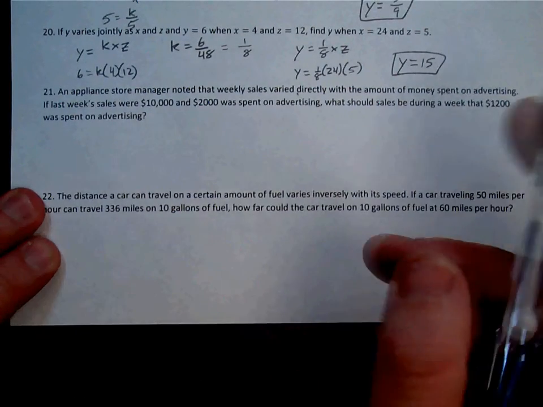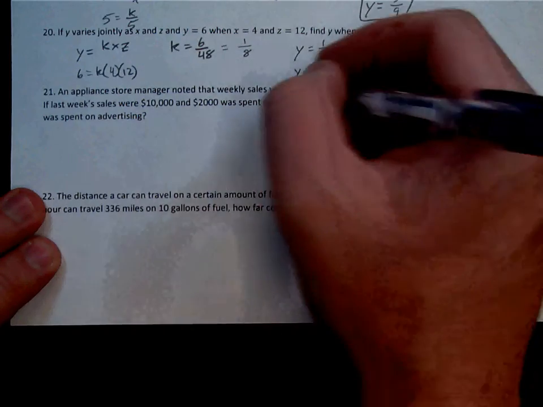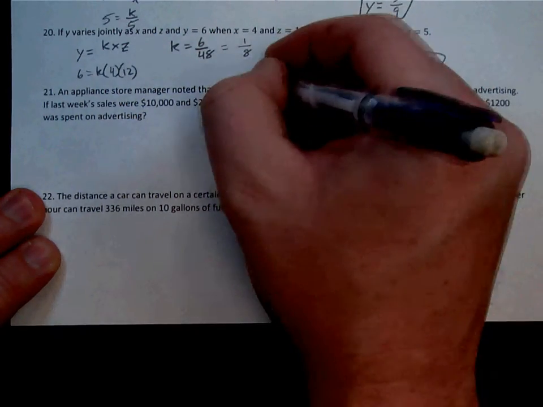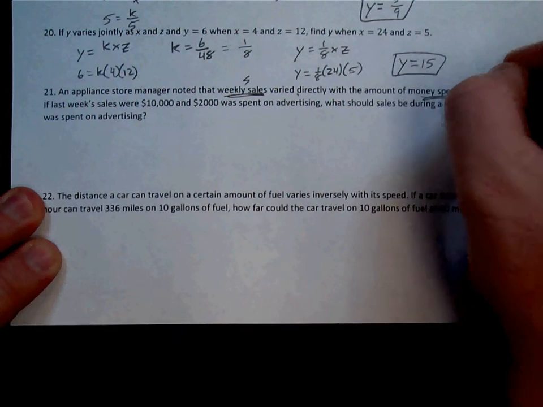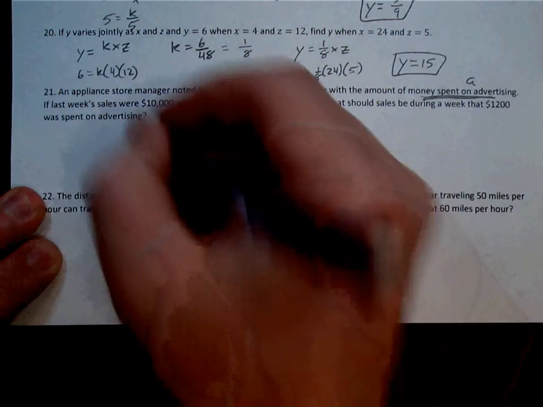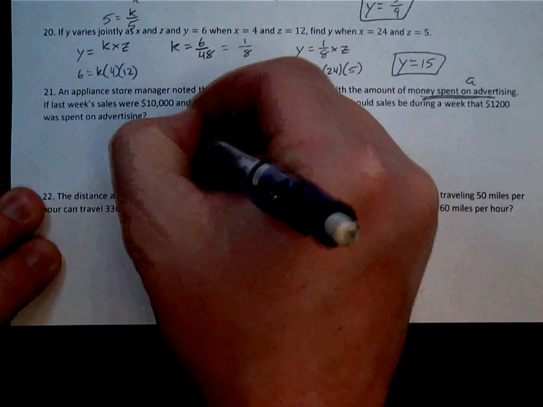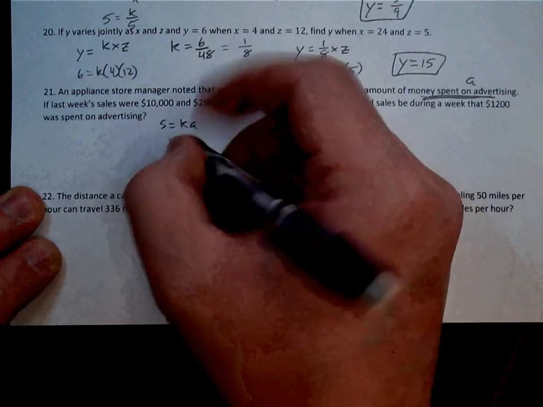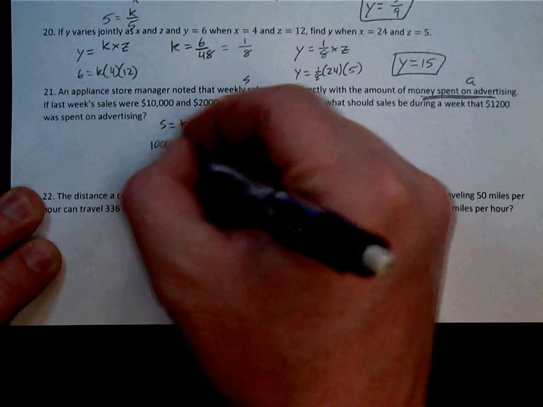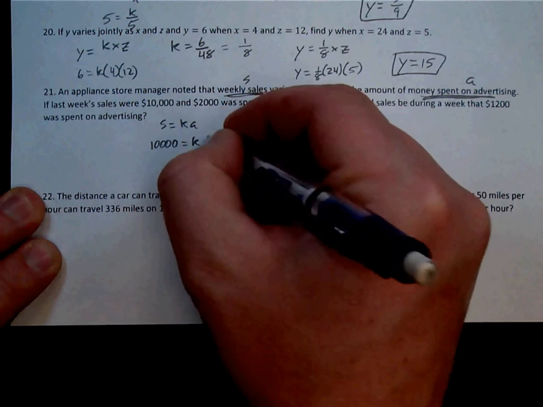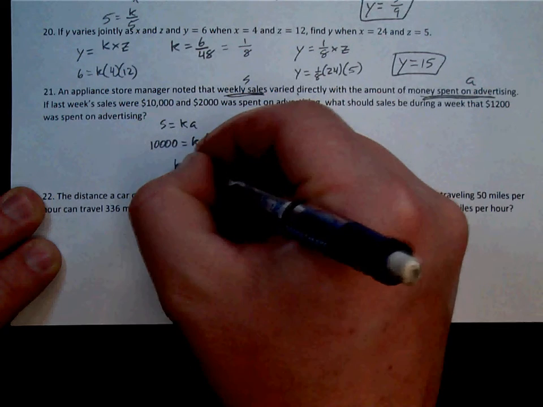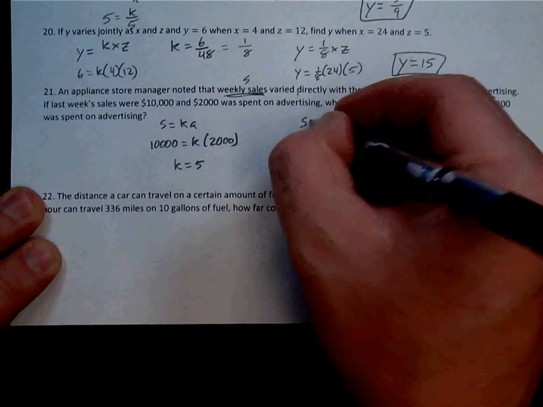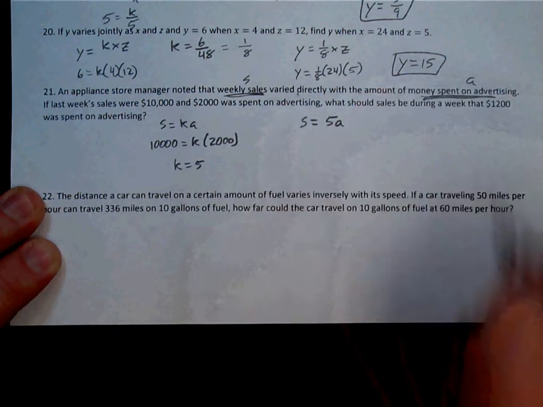All right. Weekly sales. I'm going to go ahead and refer to that as S. Money spent on advertising, I'm going to call that A. It varies directly, so I'm going to say S equals K times A. Last week's sales, 10,000. Advertising, 2,000. So divide by 2, I see that K has to be 5. So my equation now is S equals 5A.